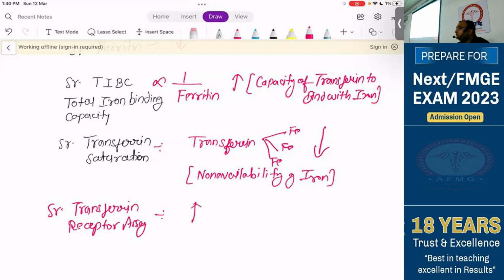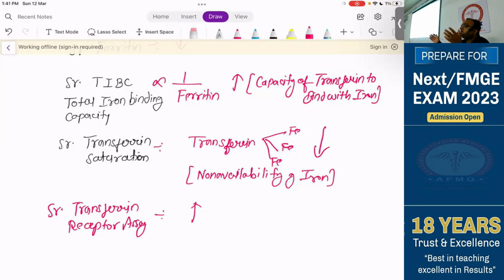Okay. So transferrin receptors are present on which cells? Transferrin receptors are present on the bone marrow cells, so that they can bind to transferrin. Once transferrin with iron comes to the bone marrow, the bone marrow cells will bind with that transferrin with the help of transferrin receptors present on them. So now, what will happen to those transferrin receptors? Whether they are going to increase in number or decrease.